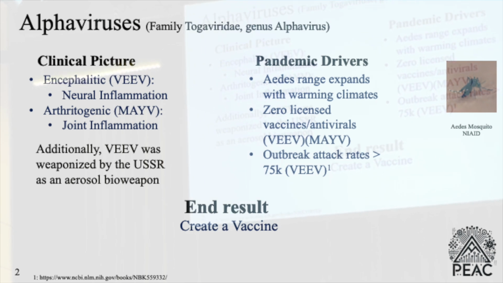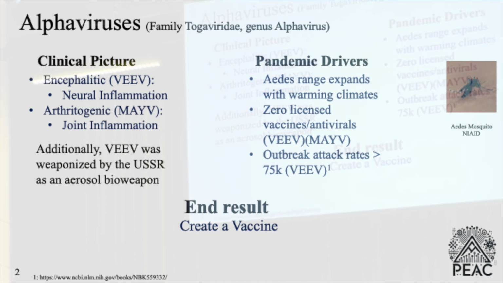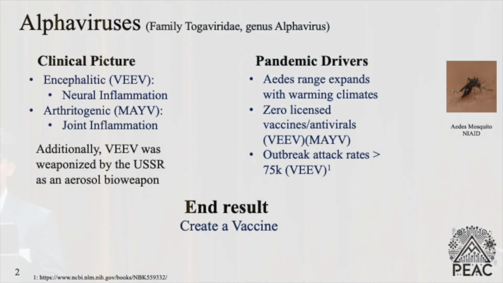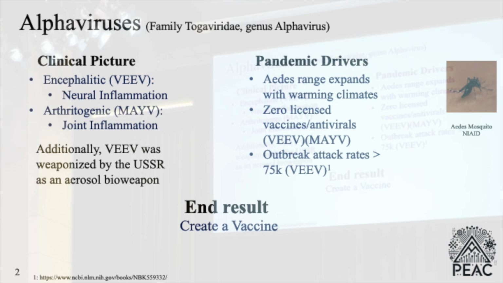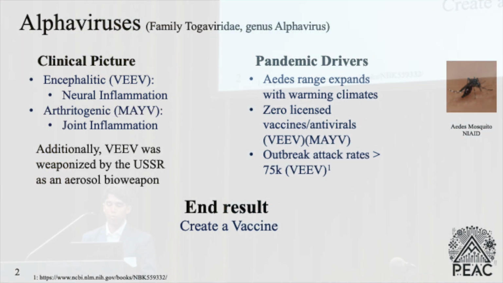Now, when people ask me what is so special about alphaviruses, I like to tell them that VIV was actually weaponized by the USSR as an aerosol bioweapon. But some more modern pandemic drivers are the Aedes range, which is the mosquito's habitat, increasing with the warming climates. There aren't any licensed vaccines or antivirals for VIV and MAV. And when an outbreak occurs, which happens in many third world countries, over 75,000 people are impacted by said outbreak.